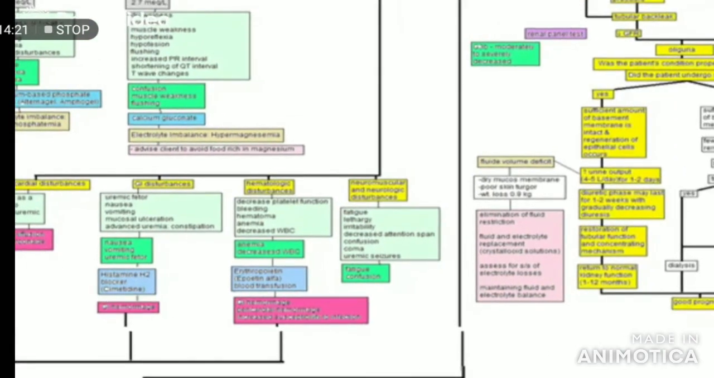susceptibility to infection. For neuromuscular and neurologic disturbances, the ideal signs and symptoms would be fatigue, lethargy, irritability, decreased attention span, confusion, coma, and uremic seizures. The patient experienced fatigue and confusion.